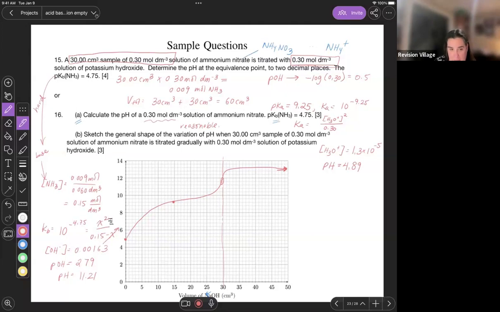So I got a few questions about this. Some of them are in the Q&A, so let me try. The first one is, why is the half equivalence greater than 7? At the half equivalence point, I have ammonia and ammonium in equal amounts. And ammonia is a stronger base than ammonium is an acid. So the pH is greater than 7.